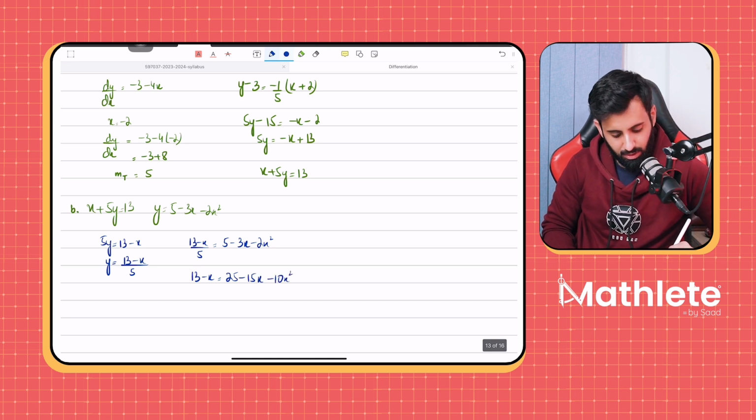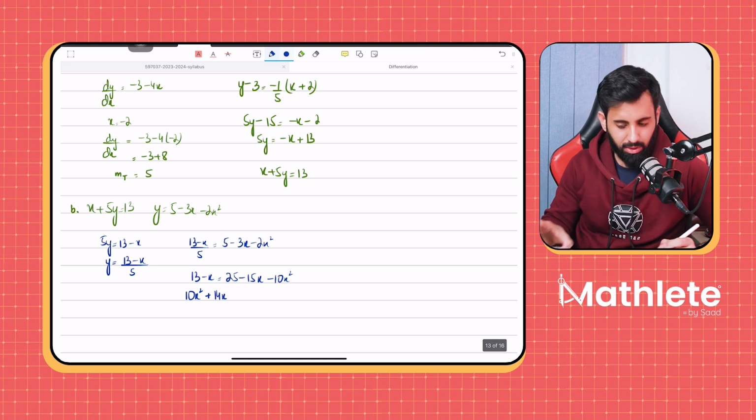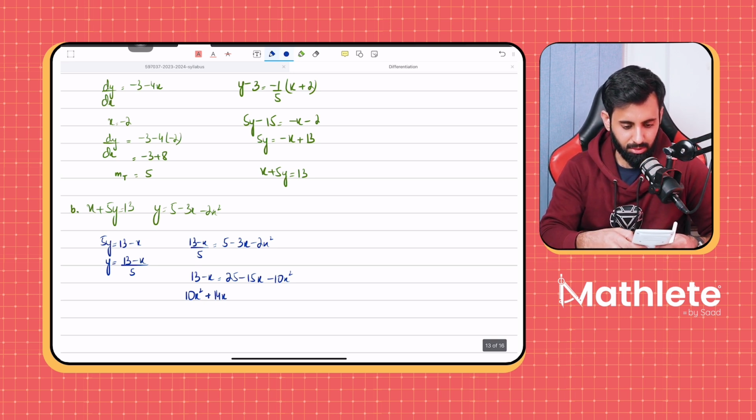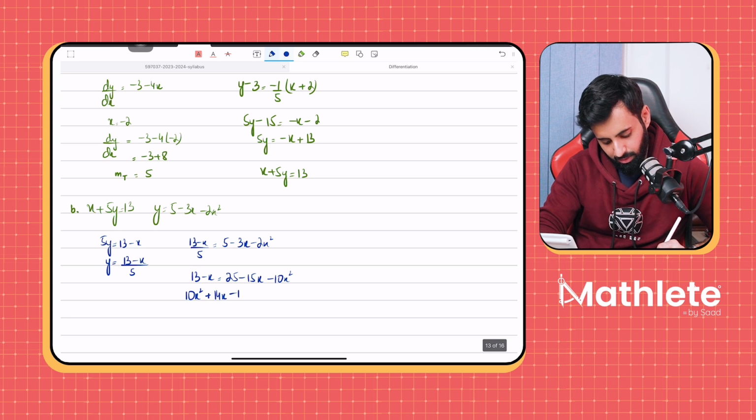Let's get all the terms on the left hand side. So 10x squared. I'm going to skip a few steps. I'll simplify at the same time. Minus x plus 15x is going to be positive 14x. 13 minus 25 is going to be negative 12, but to be on the safe side, negative 12 equals 0.